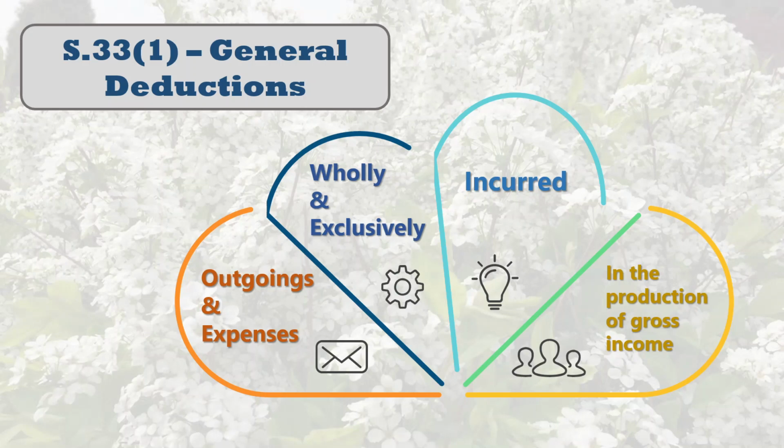So in general, when we do testing for section 33, subsection 1 for general deductions, meaning if the expenses are to be allowed for deductibility, they must follow this kind of criteria: they can be either outgoings or expenses. However, they must be wholly and exclusively incurred in the production of gross income.